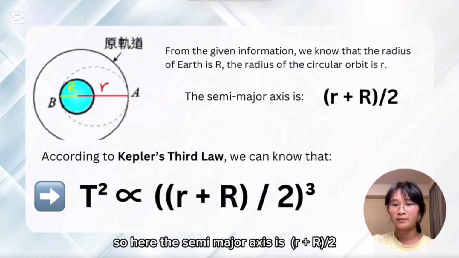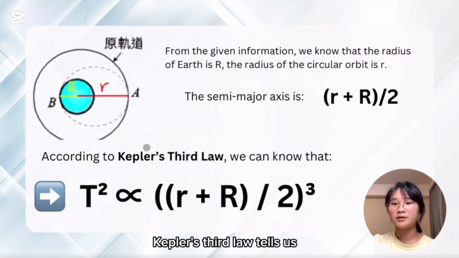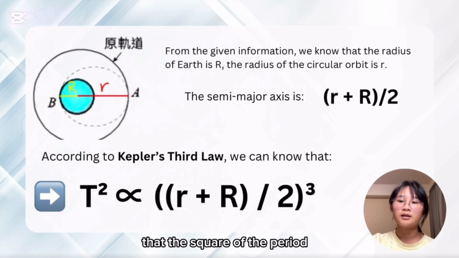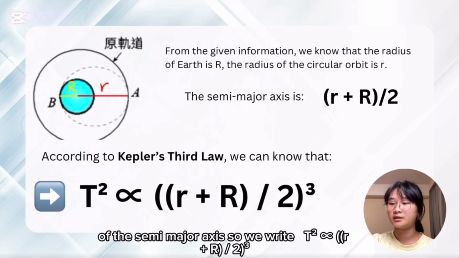Kepler's third law tells us that the square of the period is proportional to the cube of the semi-major axis. So we write T prime squared is proportional to ((r + R) / 2) cubed. The question says the spaceship travels from A to B, which is half of the ellipse, and it takes 3 times the square root of 3 over 16 big T to do that. So the full orbit would take 3 times the square root of 3 over 8 times T.